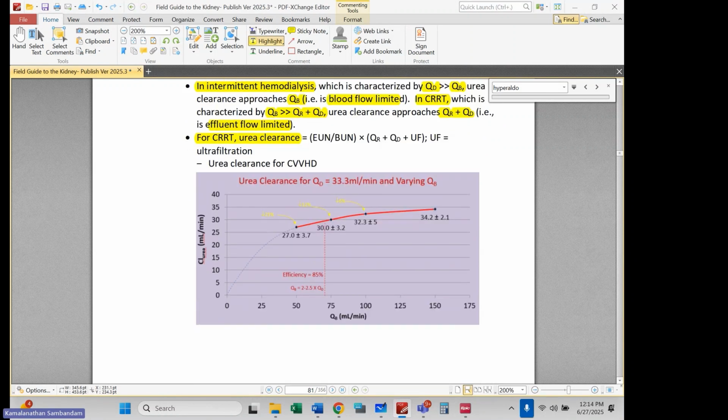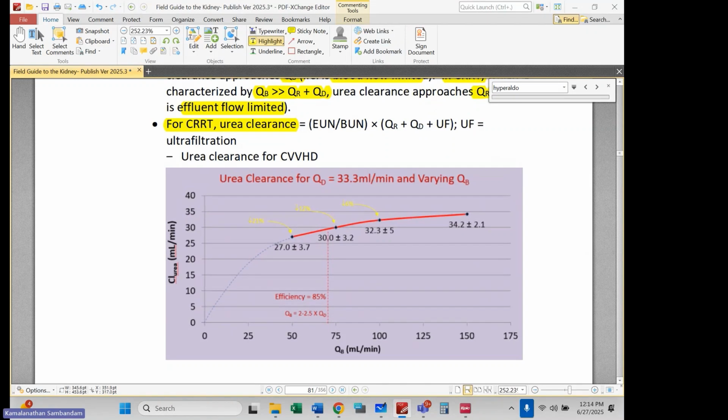So if we looked at this graphically, and we calculated the urea clearance, okay? That's on the y-axis here, clearance of urea in mL per minute, okay? And on the x-axis, we express blood flow rate for a fixed dialysate flow rate of 33 mL per minute.